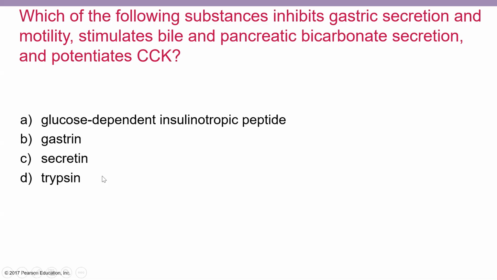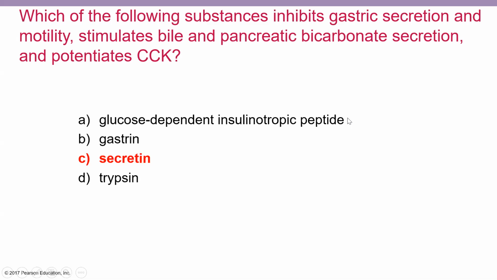And then trypsin is the activated form of one of our pancreatic enzymes that breaks down protein. Okay. All right, so the answer here was secretin.